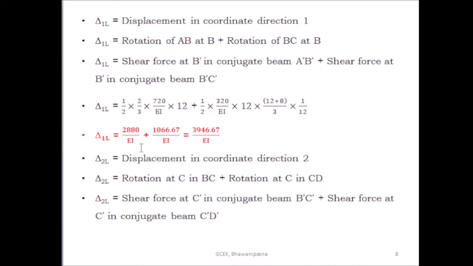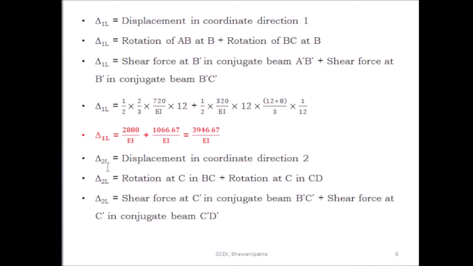So, this total reaction at B dash is equal to the displacement in coordinate direction 1 due to the given loading. So, delta 1L is equal to the total reaction at B dash. So, that is equal to 3946.67 by EI.